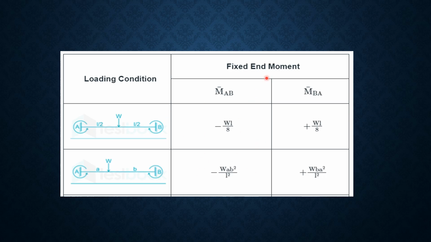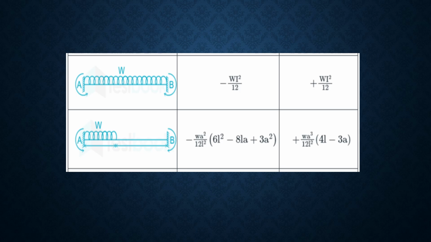So this is the fixed end moment for point loads at the center and at an eccentric position. Then the second condition is with a uniformly distributed load. For a uniformly distributed load over the whole span, the moment at the first end, A, is minus WL square by 12, and for the second end it is plus WL square by 12.